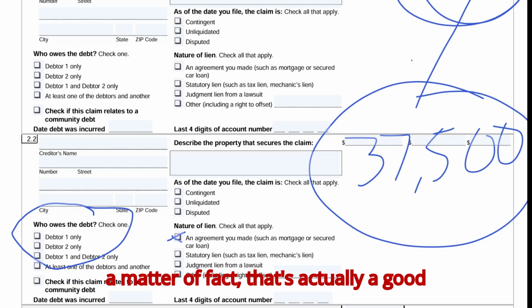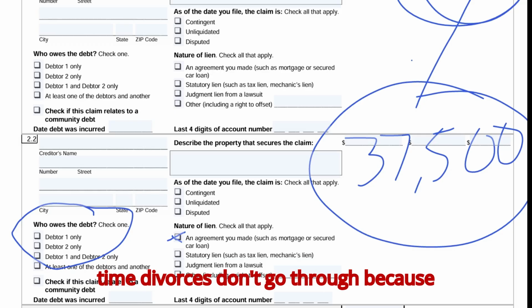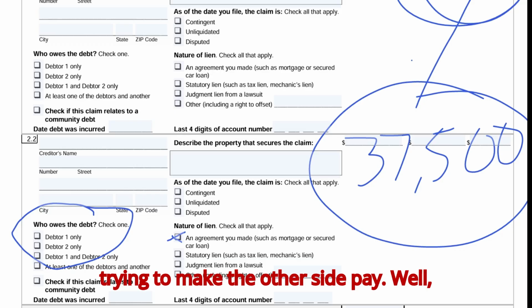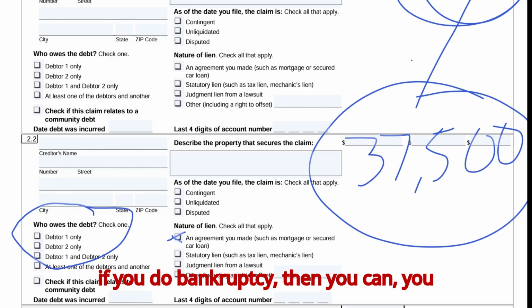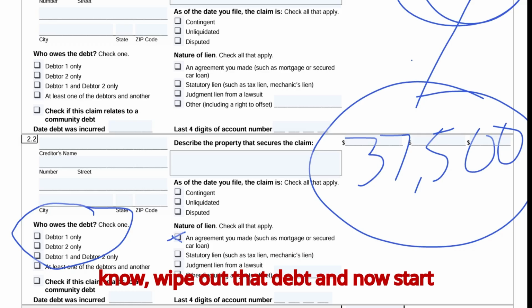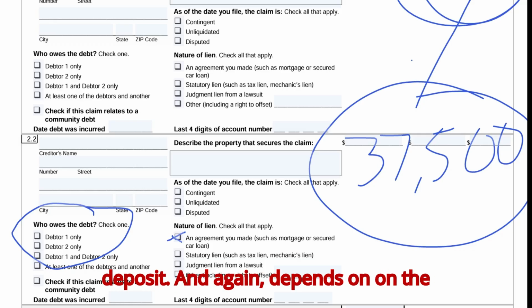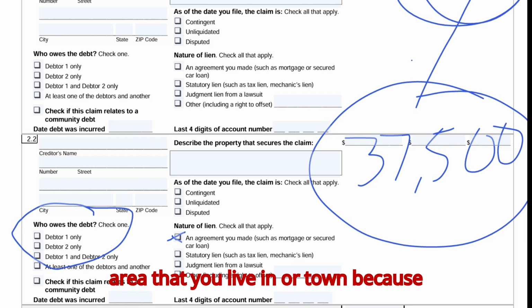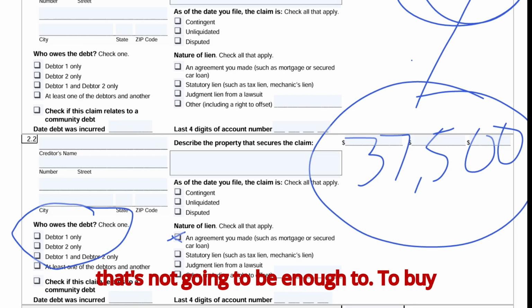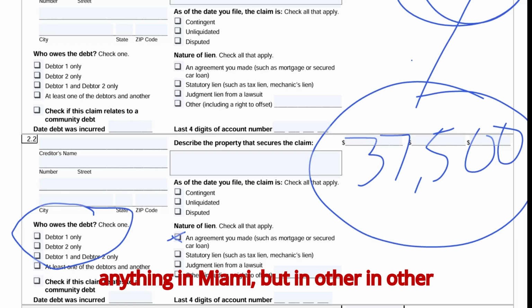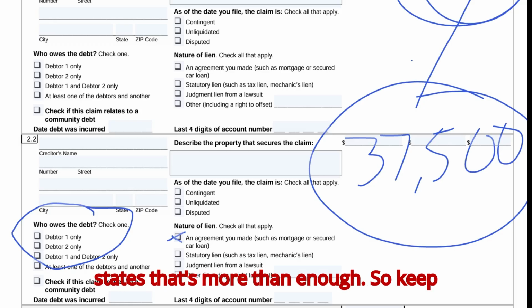And as a matter of fact, that's actually a good thing, because a lot of the time divorces don't go through because there is so much debt and everyone's trying to make the other side pay. Well, if you do bankruptcy, then you can wipe out that debt and start fresh with a brand new home with a deposit. Again, it depends on the area you live in, because that's not going to be enough to buy anything in Miami, but in other states, that's more than enough. So keep that in mind.